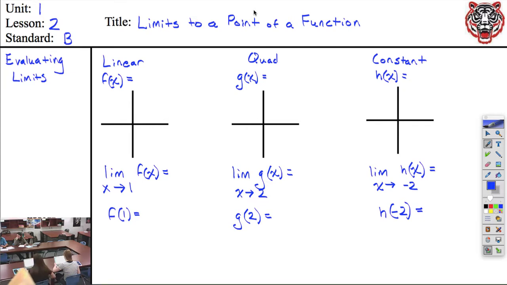This is AP Calculus Unit 1, Lesson 2. We're talking about limits to a point of a function.